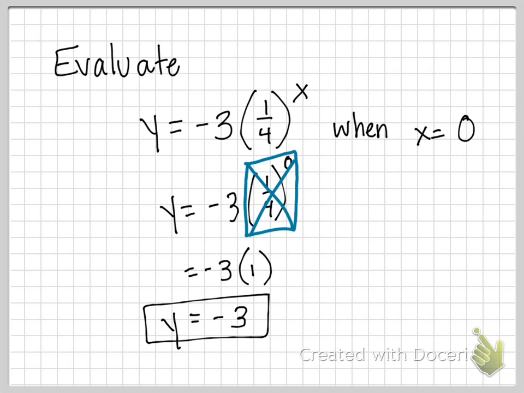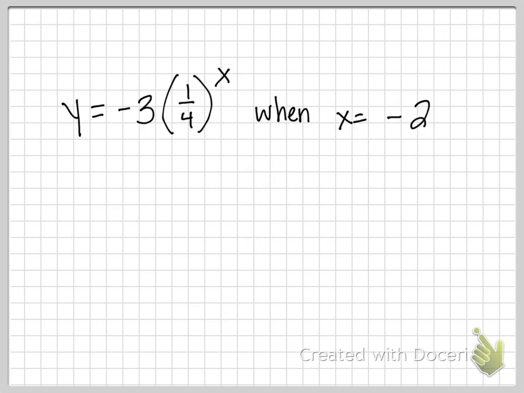Wait, can you go back to the other one? Exponent in these equations. Yes. All right, our negative 2 is going to go right up here. So we get y equals negative 3 times 1/4 to the negative second.